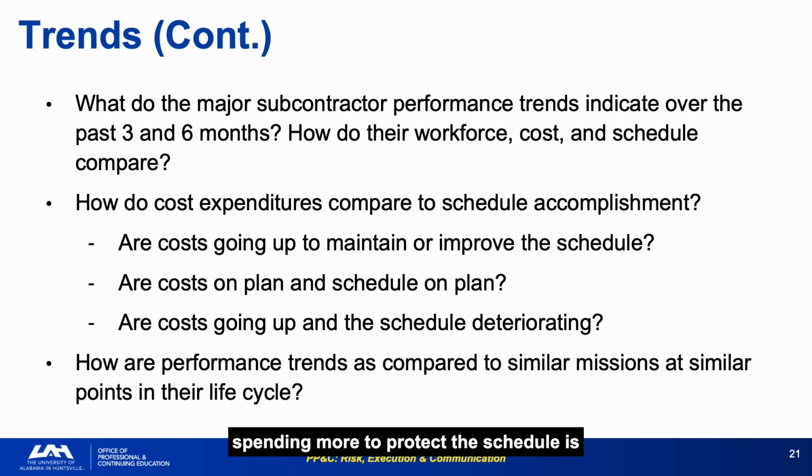A program spending more to protect the schedule is making a deliberate trade. A program in which both cost and schedule deteriorate simultaneously has a systemic execution problem. The trend question is what identifies the situation you are in. Never interpret a cost overrun without simultaneously examining the schedule trend. The two together tell the story. Either one alone can be misleading.